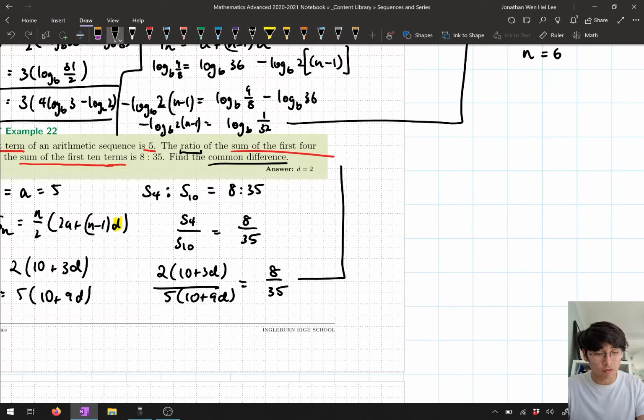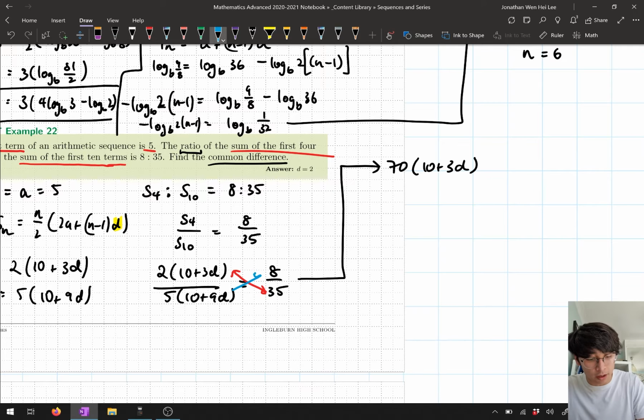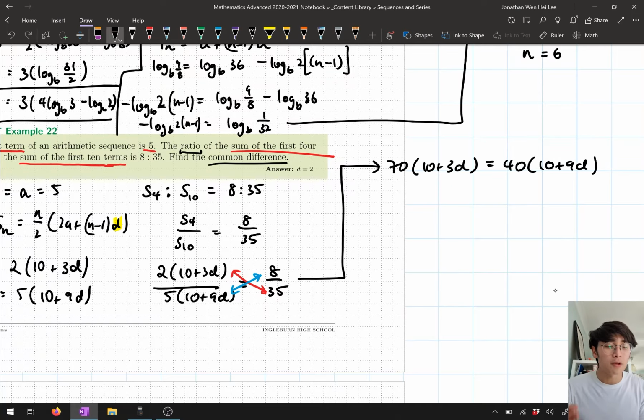So what I can do is cross multiply. I can multiply opposite sides together. So here, I'm going to multiply these two together. So I get 70 times (10 plus 3d). And then the other one, I can multiply the other opposite numerators and denominators together. And so we get 40 times (10 plus 9d). And we can start to solve this.